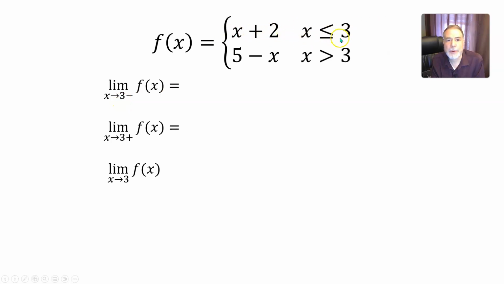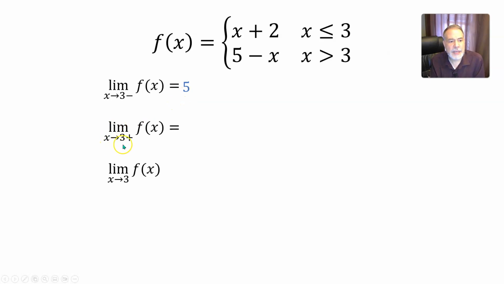That's the top part. So as long as we only look at x's that are less than 3, what we're getting out of the function is x plus 2. And as x approaches 3, that would be approaching 3 plus 2, which is 5. So the limit as x approaches 3 from the left is 5.